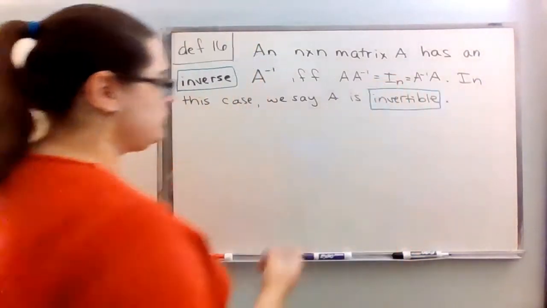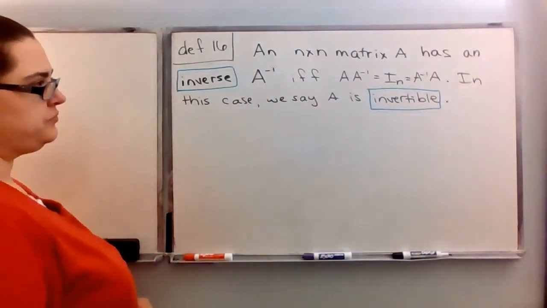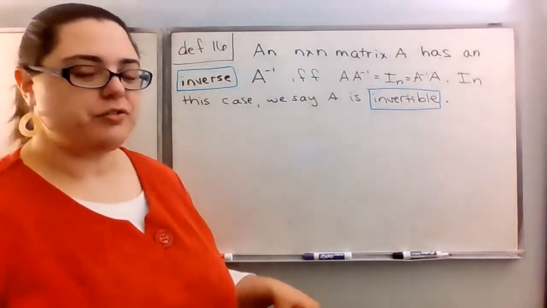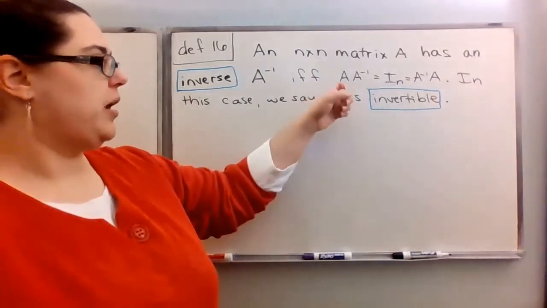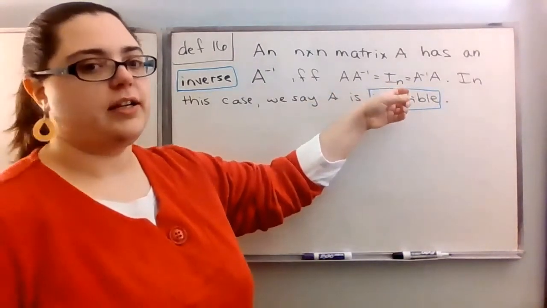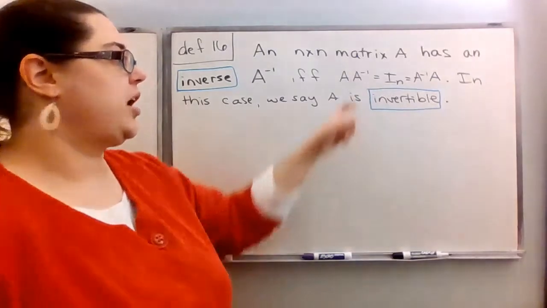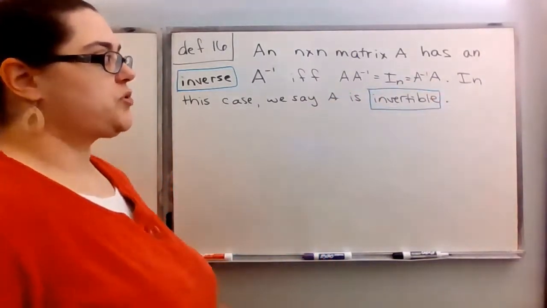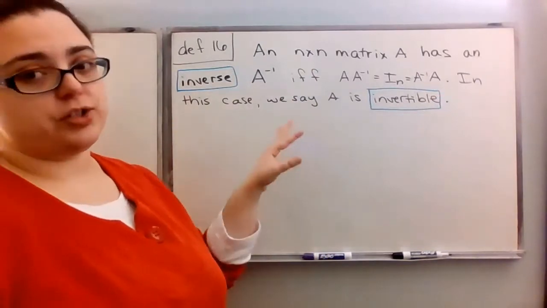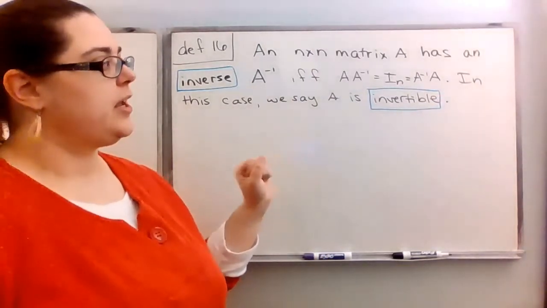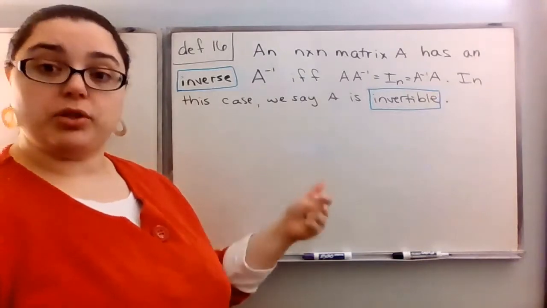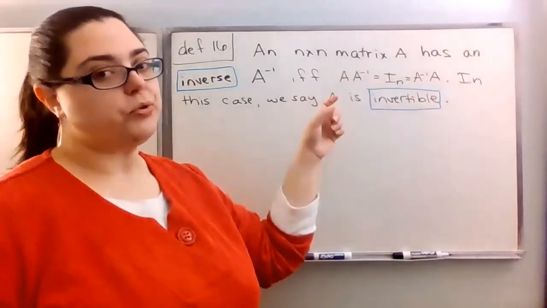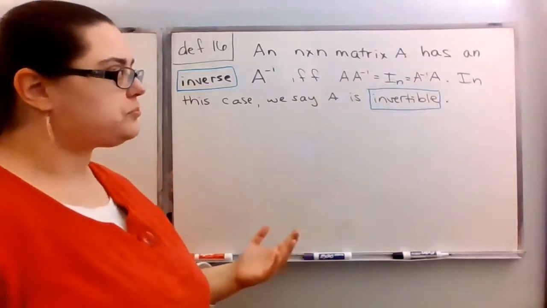So basically, it's our multiplicative inverse for a matrix, right? So if I multiply a matrix by its inverse, I get the identity. And it doesn't matter whether that multiplication happens from the right or from the left, I'm still going to get the identity. So built into this definition of the inverse of a matrix is that the multiplication has to commute. A times A inverse is the same as A inverse times A. If it doesn't commute, then it's not an inverse.